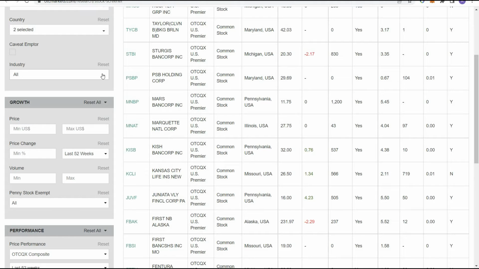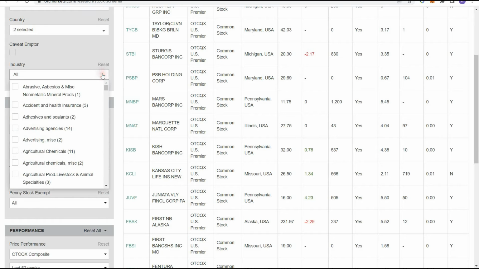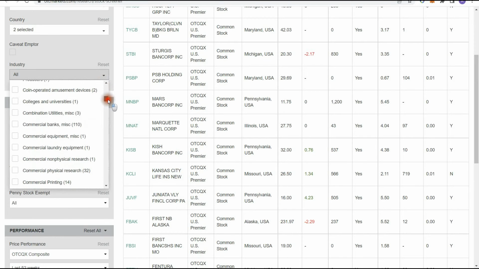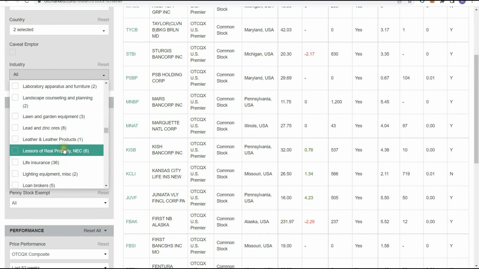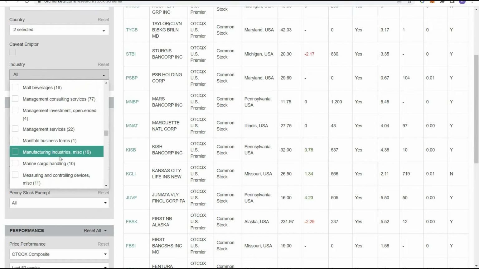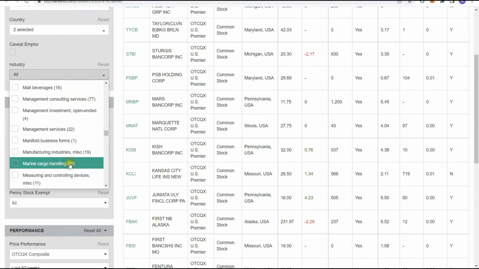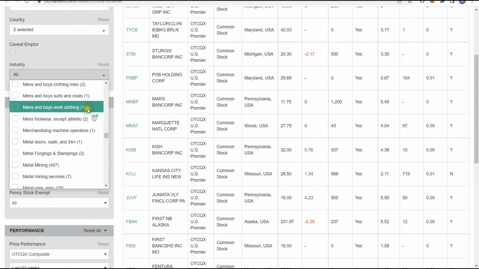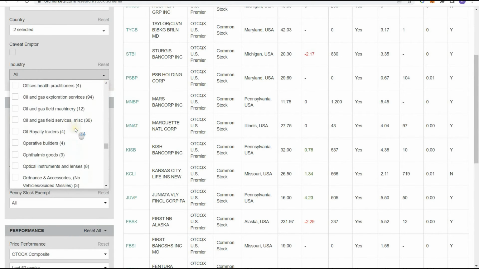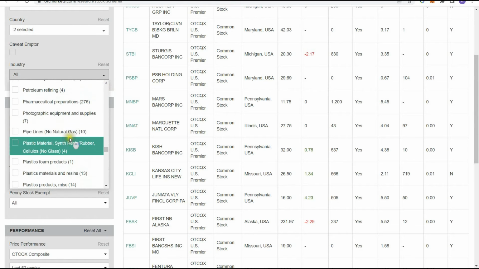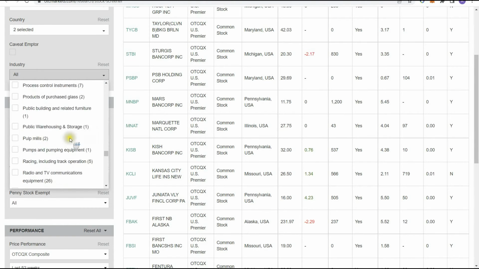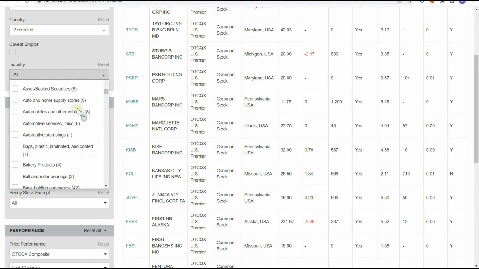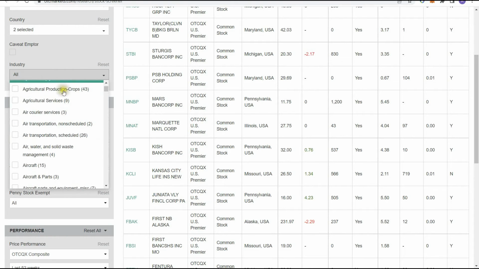One thing that's really cool about the OTC stock screener is you can also screen by industry, and they go really in-depth into industry. You have pretty much all sorts of things here. Insurance, life insurance, management services, marine cargo handling, all sorts of stuff. A lot of these industries are super, super specific, but sometimes that's actually helpful if you're looking for something super specific. Oftentimes I'm not, so I usually don't check any boxes here. But if you're looking for something specific, this is definitely where you want to narrow your search.